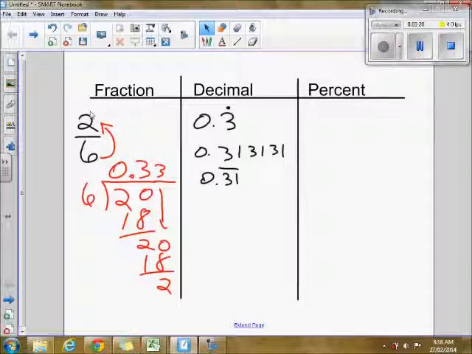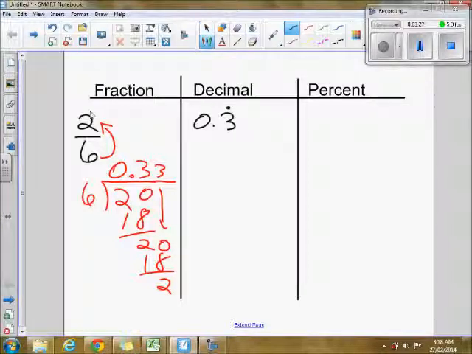Changing that to a percent, we know 0.3 repeating is 3, 3, and so forth. So we look at the first two numbers, so it would be 33.3%.